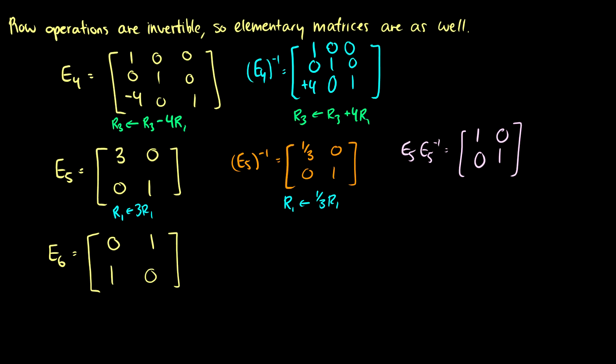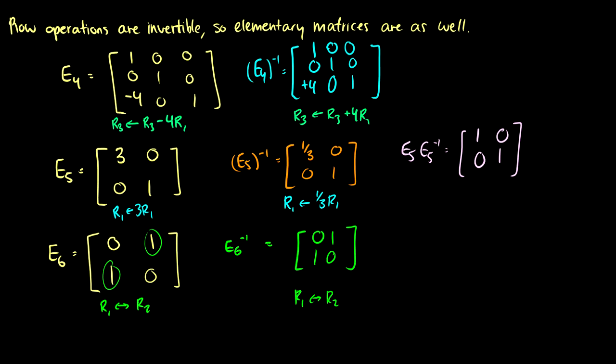So what is this E6? Well, this is a row swap. This is row 1 swapping with row 2, and you can tell by which positions the 1s are in. The 1s are in A12 and A21, which means these two rows are switching. So what's the inverse? The inverse is just switching the rows back. Row 1 went to row 2 and row 2 went to row 1, so we want to switch those back to normal. Essentially, the inverse matrix is exactly the same in this case: 0, 1, 1, 0.